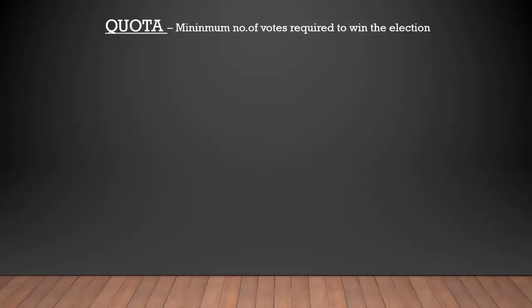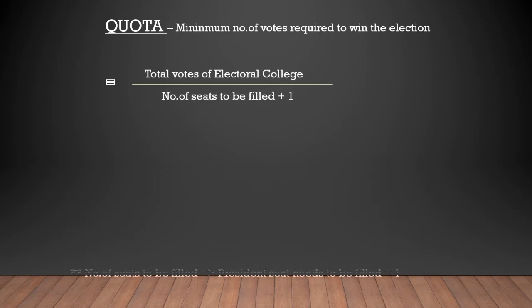Let's come to the second concept, quota. The number of votes that any candidate should get to win the elections is called quota. The formula that we use for quota is very simple. It just represents the simple majority, 50% plus 1. Quota is equal to total votes of electoral college divided by number of seats to be filled plus 1, the whole plus 1.